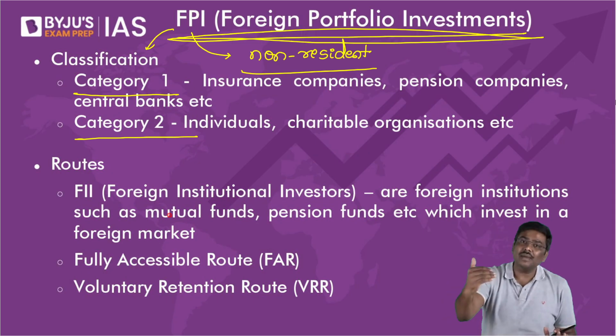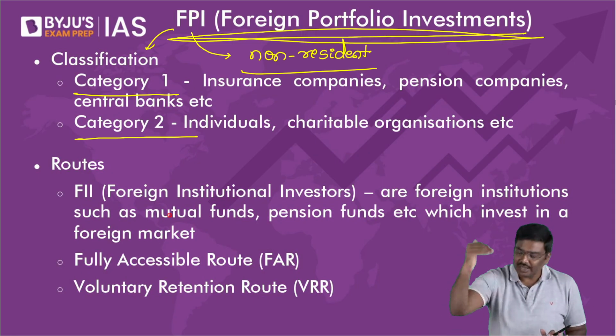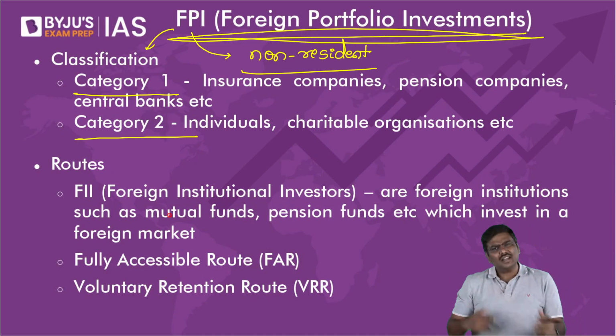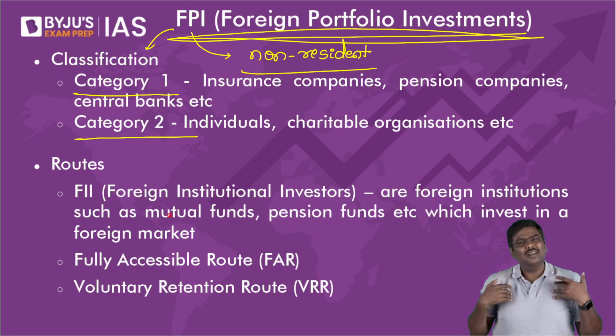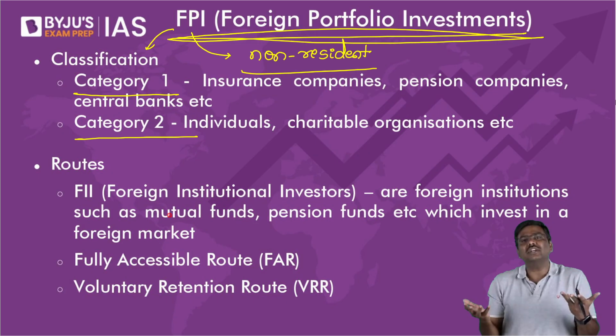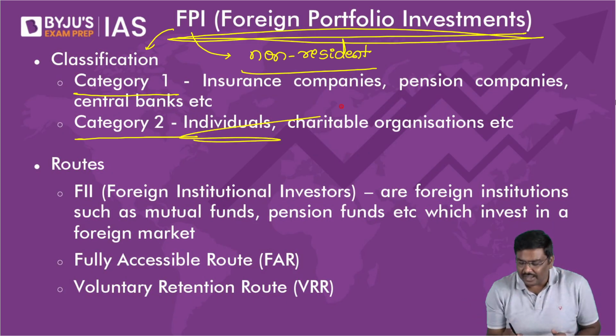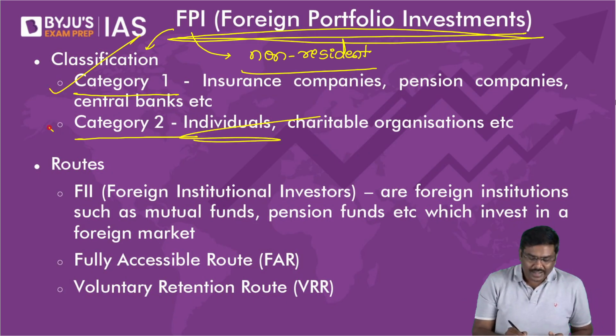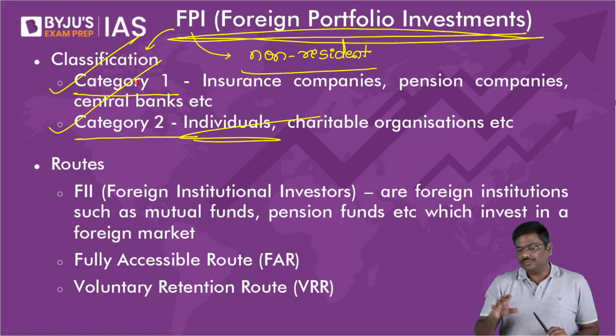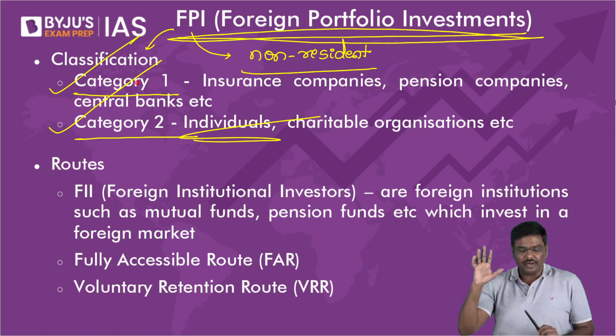I can call them foreign institutional investors. Whereas individuals such as you and me, we cannot be called institutions. We will be retail investors. So category 1 as well as category 2. This is a classification. Please remember it.